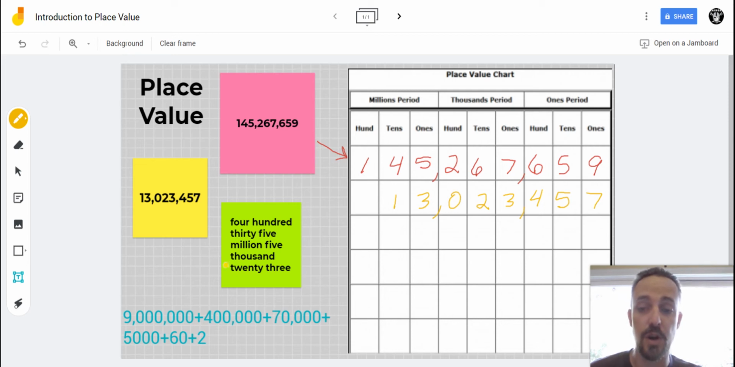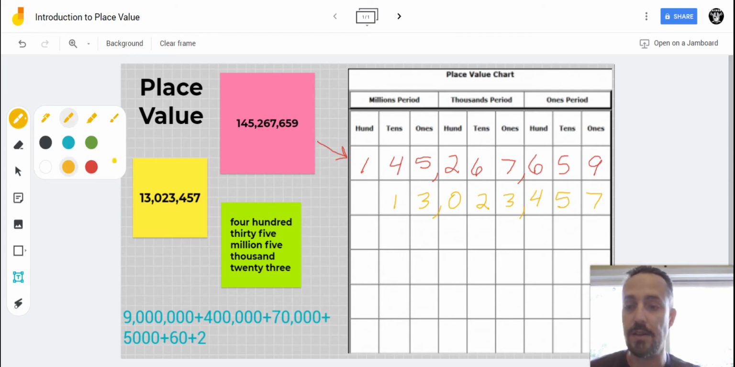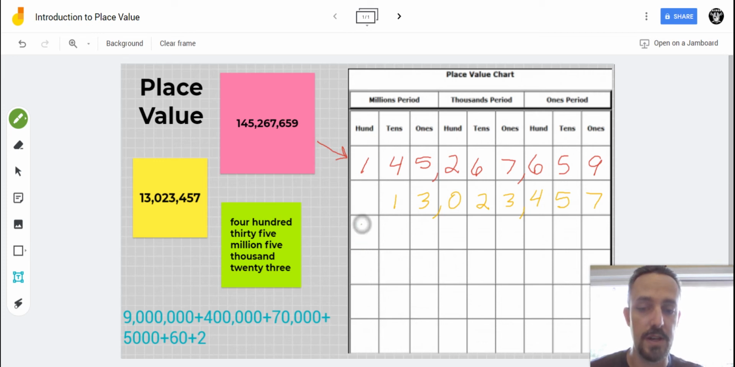Now let's make it trickier, and we're going to go to word form here, and we are going to switch it up. Okay, so the next number we have right there is 435,005,023. I'm going to go ahead and start here. I'm going to say, okay, 435 million. I know it has to be in the millions period, so I'm going to go ahead and say this. Okay, 435 million.